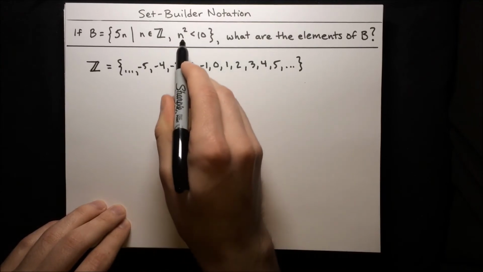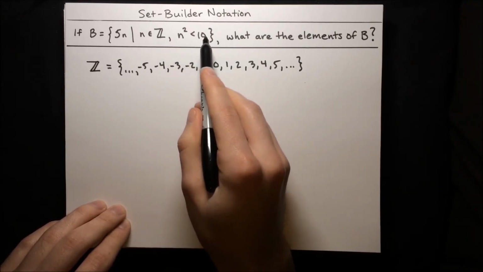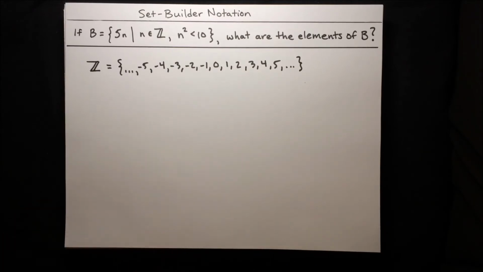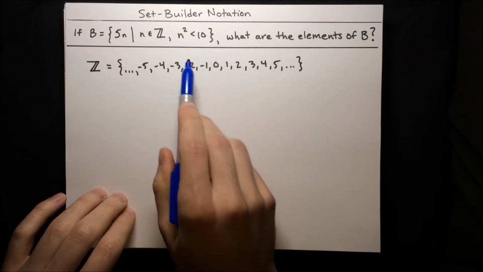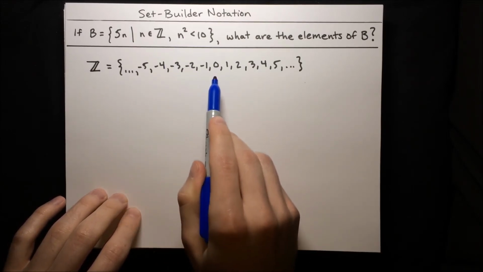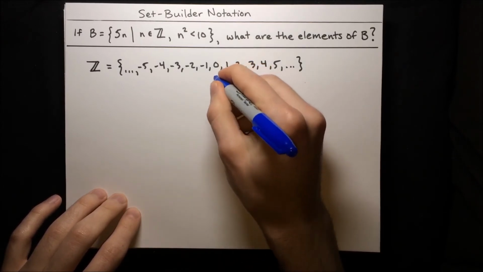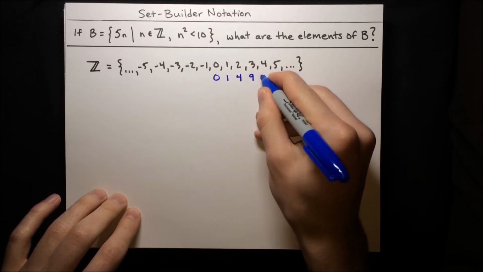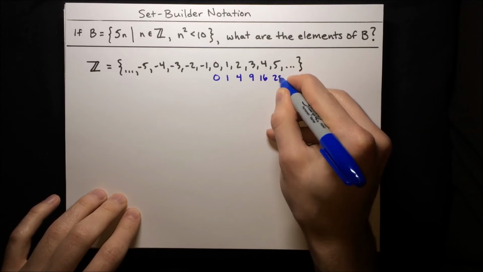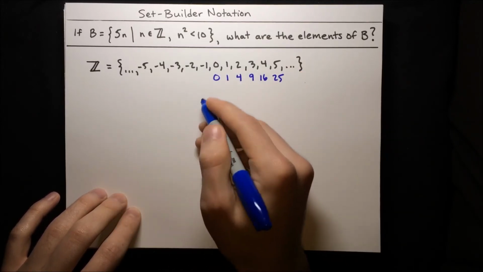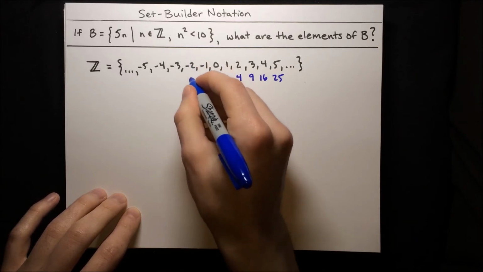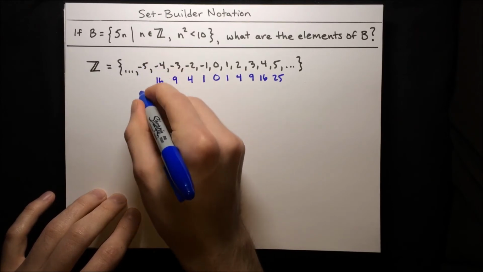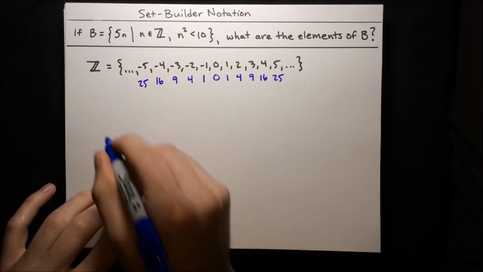Now we have an additional constraint here. n squared has to be less than 10. So let's check all of these elements and only keep the ones that are less than 10. So below each of these elements, let's write n squared. 0 squared is just 0, 1 squared is just 1, 2 squared is 4, 3 squared is 9, 4 squared is 16, 5 squared is 25. Going the other way, -1 squared is 1, -2 squared is 4, -3 squared is 9, -4 squared 16, -5 squared is 25, and so on.